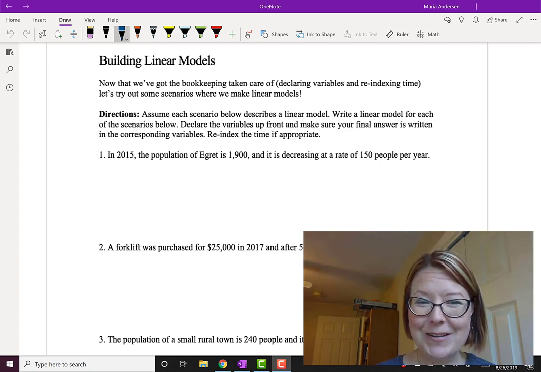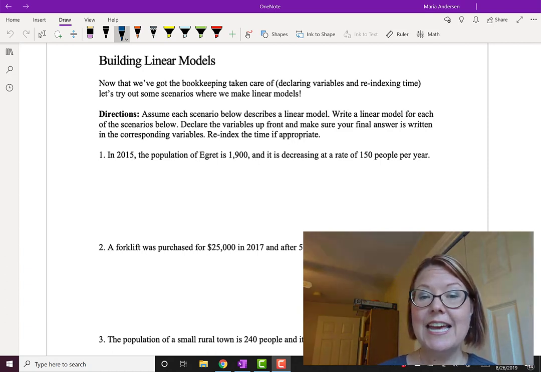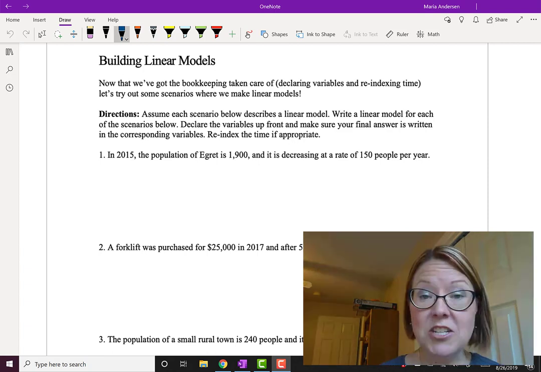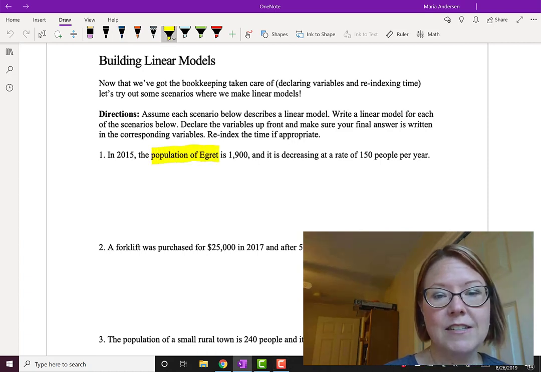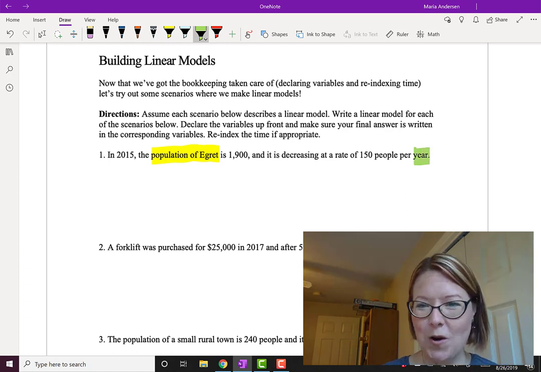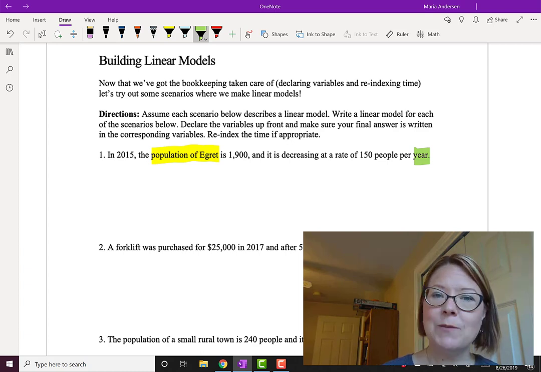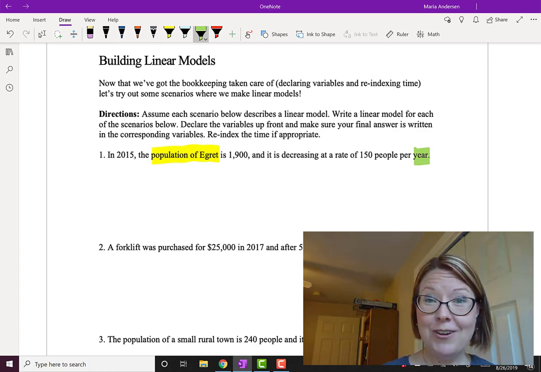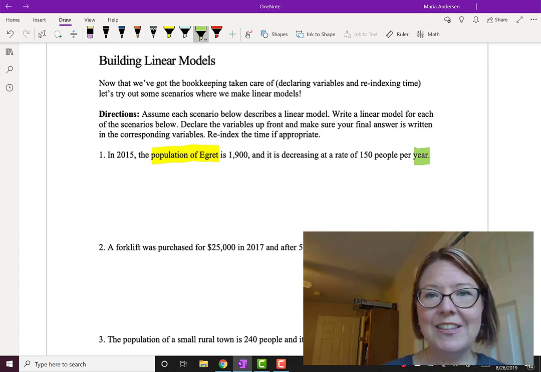Here's the first scenario. In 2015, the population of egret is 1,900, and it is decreasing at a rate of 150 people per year. All right, so there seem to be two quantities in this problem. There is the population of egret and the year that we're measuring that population. Of those two quantities, which one is the one that we have control over? And the answer to that is the year. So the year is going to be our independent variable, and the population of egret is going to be our dependent variable.